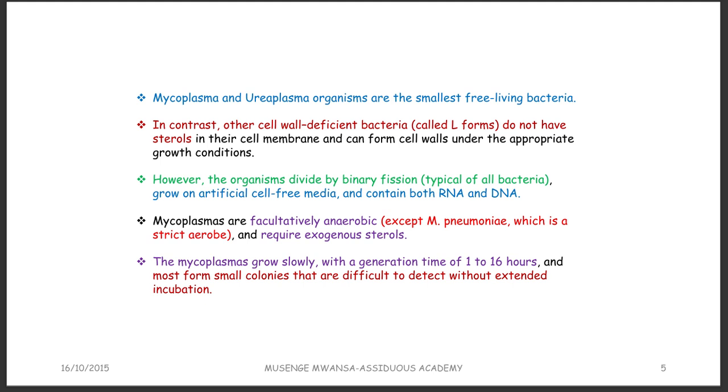Now, mycoplasmas are facultatively anaerobic, meaning that they work where there's no oxygen, but in case oxygen is there, they can as well work to produce energy. Except Mycoplasma pneumoniae, this one is a strict aerobe, so you can guess where it will want to cause infection. That is why this guy causes pneumonia, because it wants to be in the lungs. That's where there is oxygen. Okay, it's a strict aerobe. Most of the mycoplasmas require exogenous sterols, and actually all of them require them.